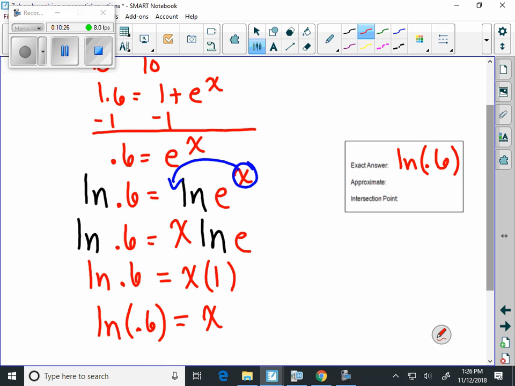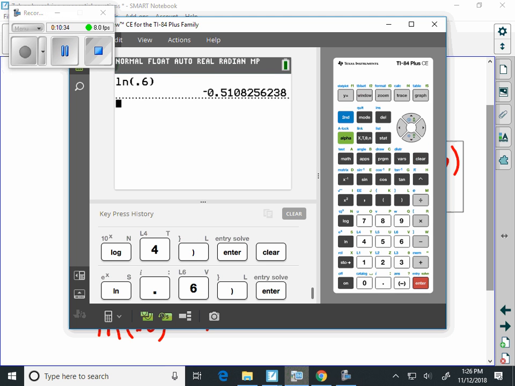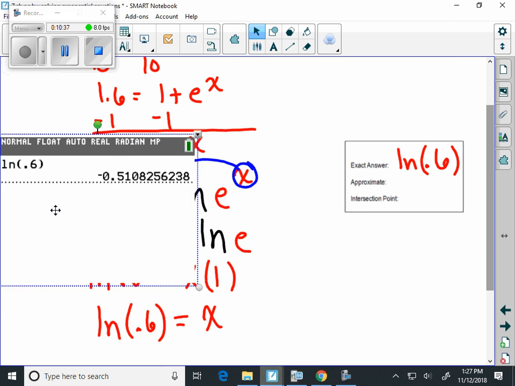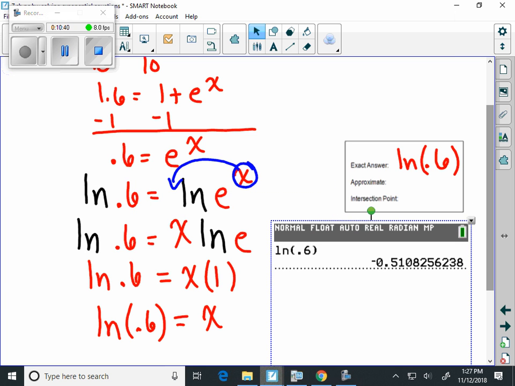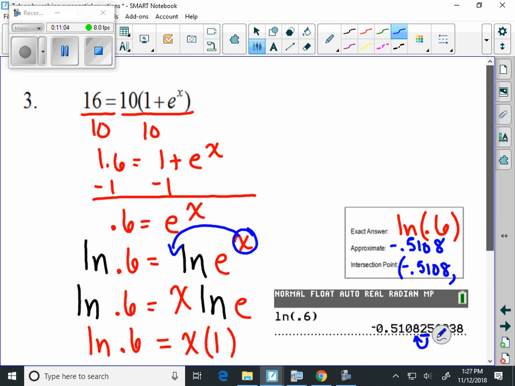Then we can type that value into the calculator. Natural log 0.6 gives us that value here for our approximate, which is negative 0.5108. Looking at the 2, and 2 is less than 5, so the 8 is going to remain the same. And in terms of our intersection point, it's going to be negative 0.5108, and then our y value, as we look back in the problem, is going to be 16.